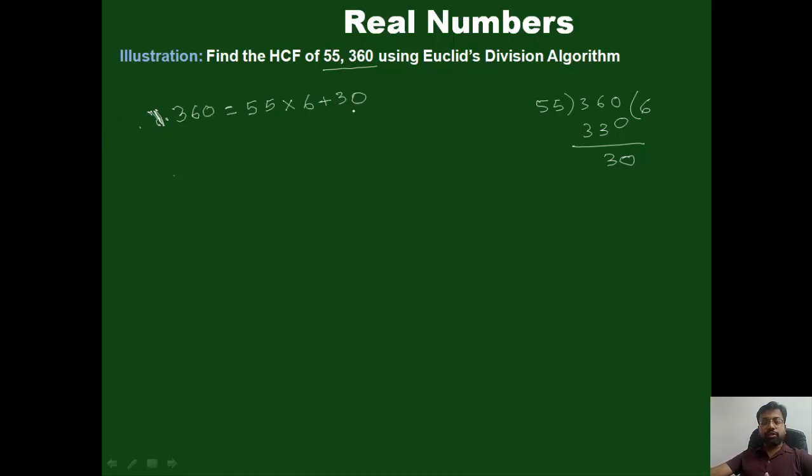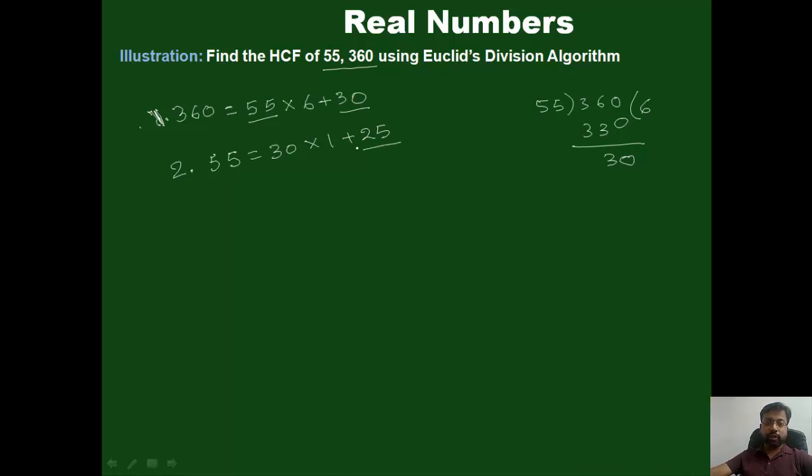Now what did the Euclid's division algorithm say? That if the remainder is equal to 0, then the divisor becomes the HCF. Is the remainder equal to 0? No. So in the second step, you take the divisor as the new dividend, and the remainder becomes the divisor. The quotient will be 1 here. And how much will be the remainder? 25 will be the remainder in this case.